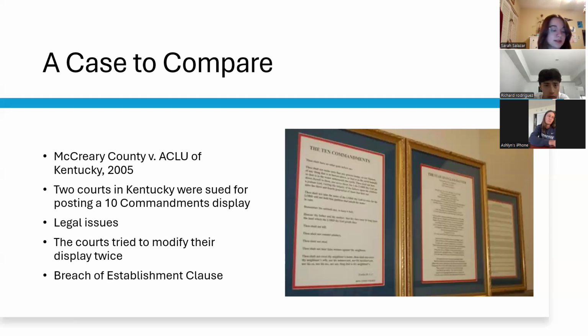But some differences were that Stone versus Graham was in a school setting, McCreary versus ACLU was in a courthouse setting, and Stone versus Graham didn't attempt to modify their display. They just had one display of the Ten Commandments with a notation underneath it in order to try to prove their point. But McCreary County versus ACLU modified their display not once, but twice, in order to try to create a connection with US history and to try to validate their reasoning for posting the Ten Commandments.